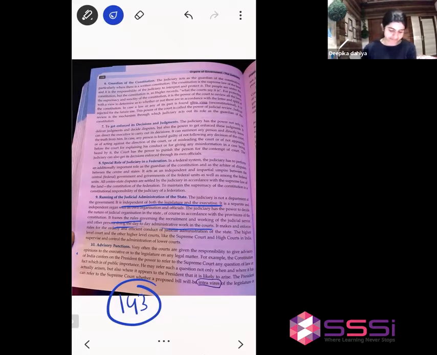It may deny, or it may not give any advice. It's not binding.